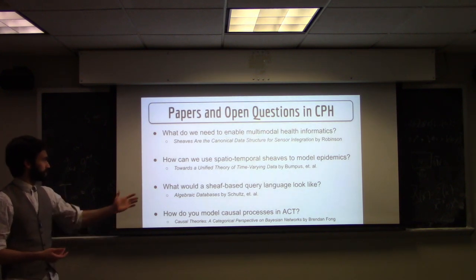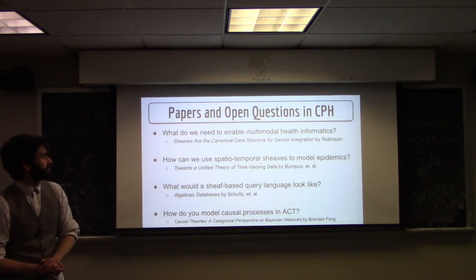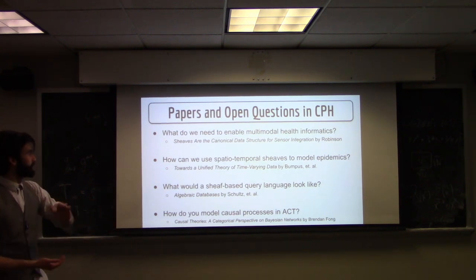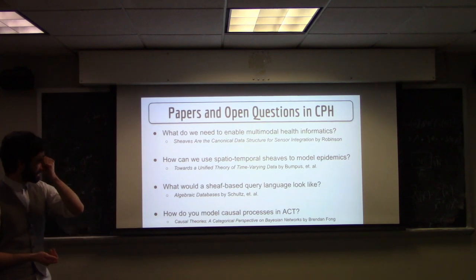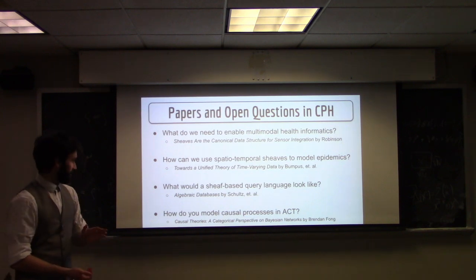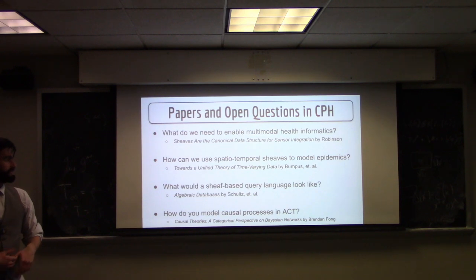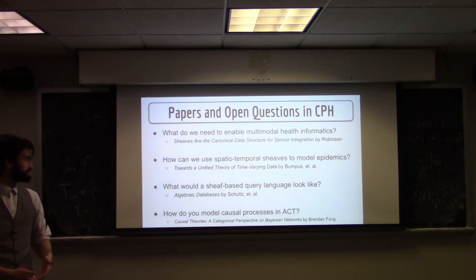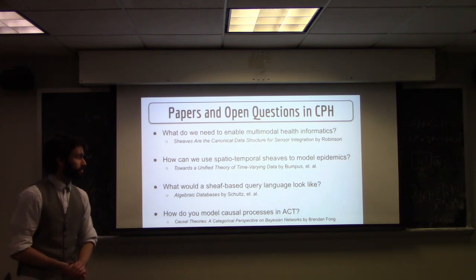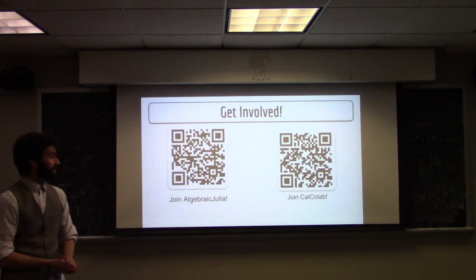Another question: how can we use spatiotemporal sheaves to model epidemics? This is from the paper Towards a Unified Theory of Time-Varying Data by Bumpus et al., who are based at the University of Florida. What would a sheaf-based query language look like? This is taking inspiration from and building on some work on algebraic databases by Schultz et al. And finally, one question that's near to my heart is, how do you model causal processes in applied category theoretic frameworks? This is based maybe on the paper Causal Theories: A Categorical Perspective on Bayesian Networks by Dr. Brendan Fong.